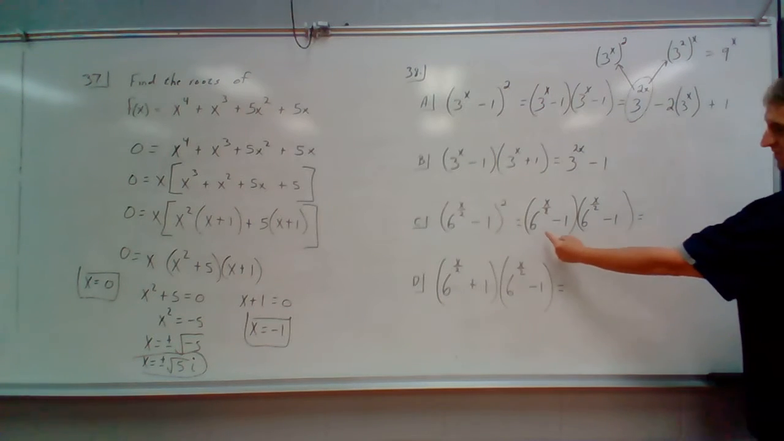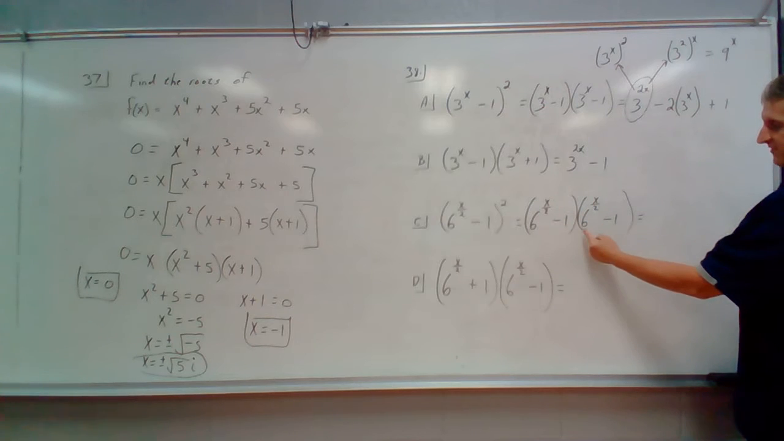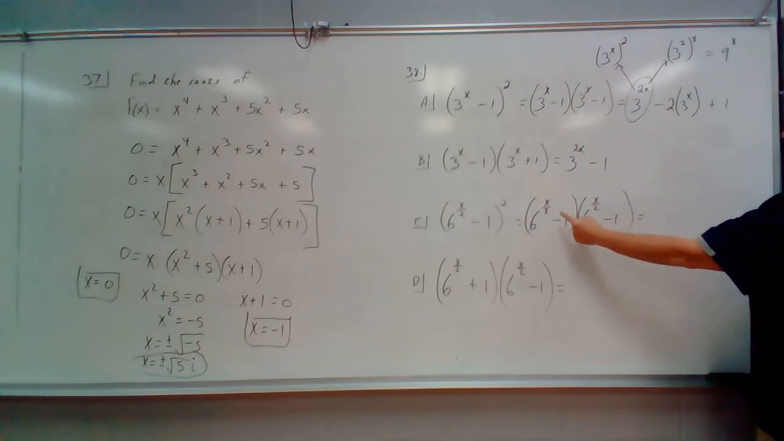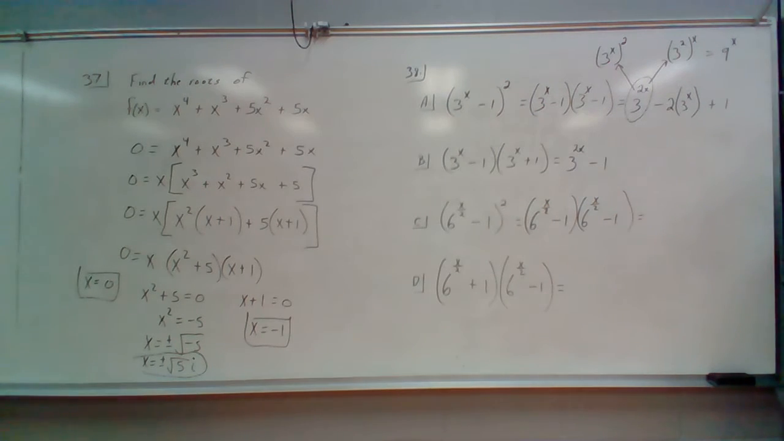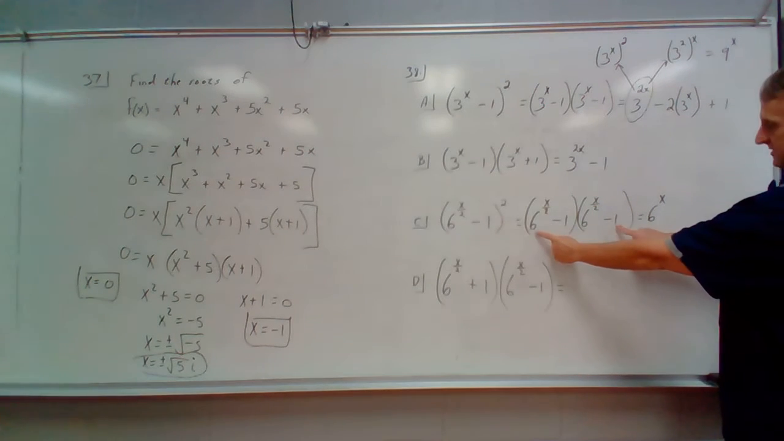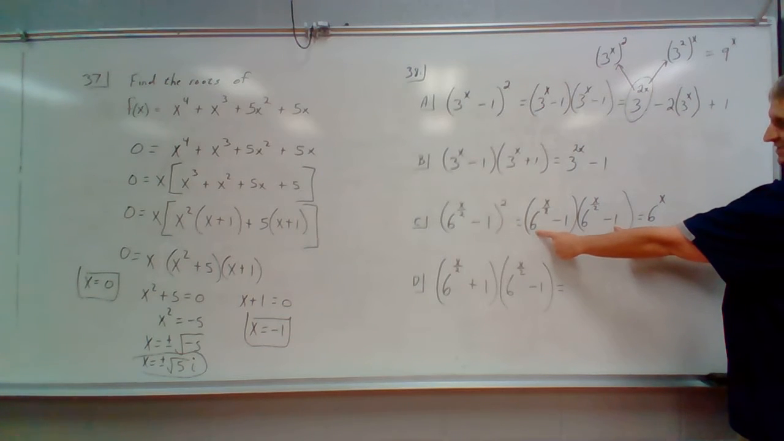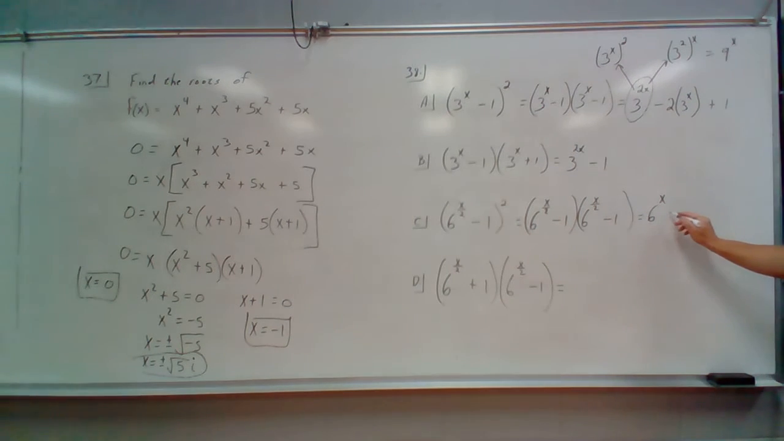All right, so here I have 6 to the 1/2 x times 6 to the 1/2 x. I would add my exponents. So half an x plus another half an x is 1x. So that would be 6 to the x power. Then I have minus 6 to the half x minus another 6 to the half x would be minus 2 times 6 to the 1/2 x. And then negative 1 times negative 1 is plus 1.